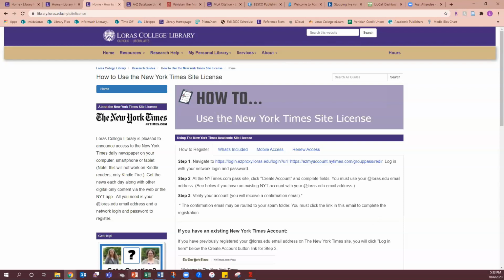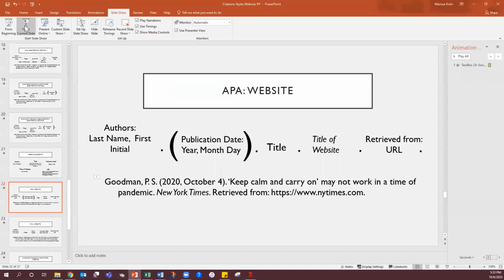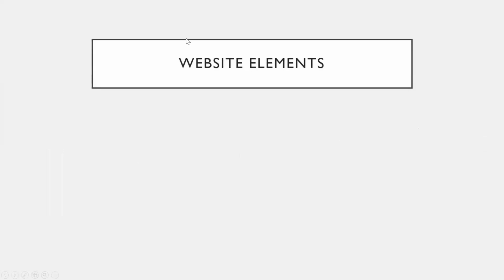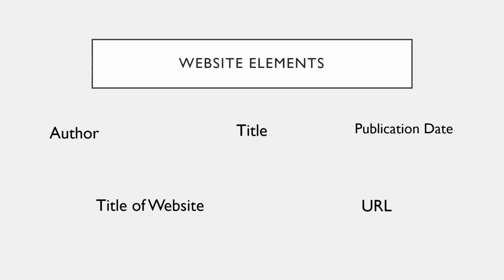So I'm going to go back to my PowerPoint. Here are the website elements that we're going to be looking at. This is a little less confusing than an electronic article. I know it's a lot of information coming at you, but you're going to be creating a short citation after this, and it makes more sense once you're pulling the information yourself. But the website has a little less elements. It has the author, title, the publication date, title of the website, and the URL.